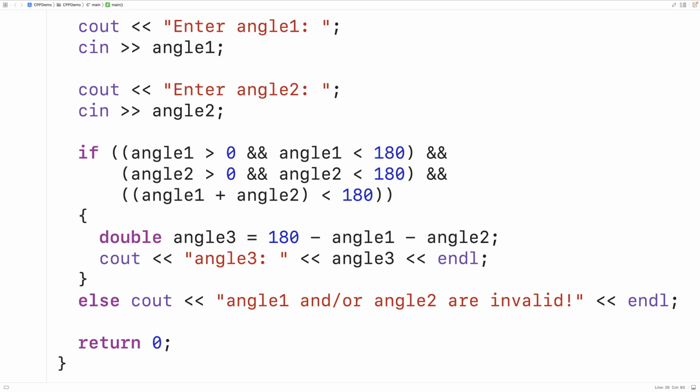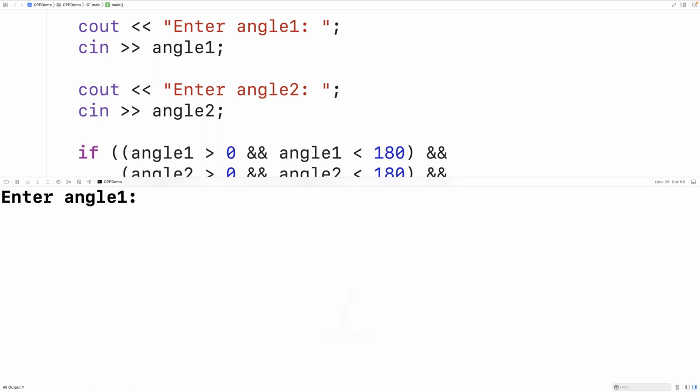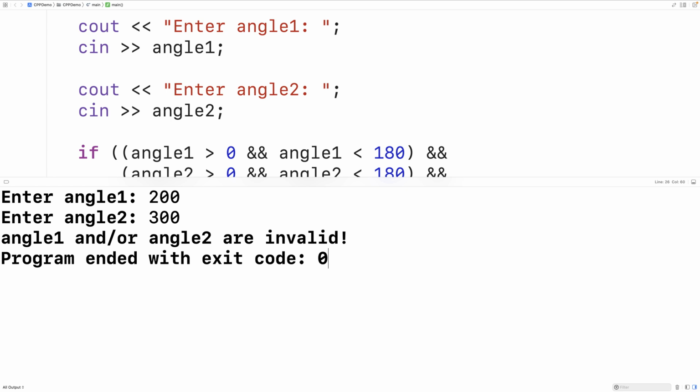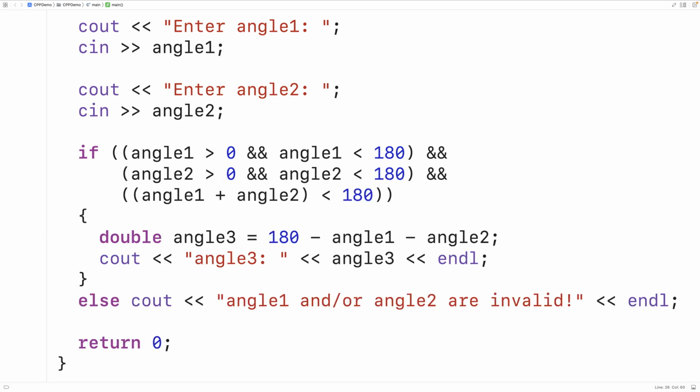Now if we save, compile, and run our program, and we put in invalid values, like for example, 200 and 300, we get "angle 1 and/or angle 2 are invalid." We can make our programs more reliable when we add in input validation like this. So this is how we can calculate the third angle of a triangle using C++.